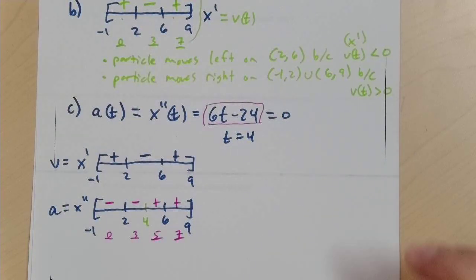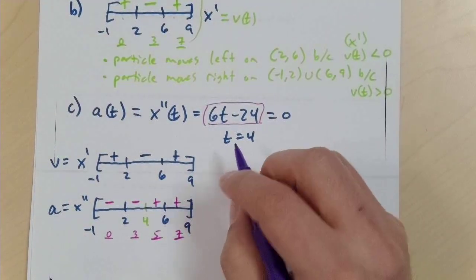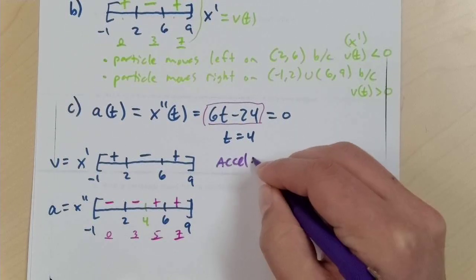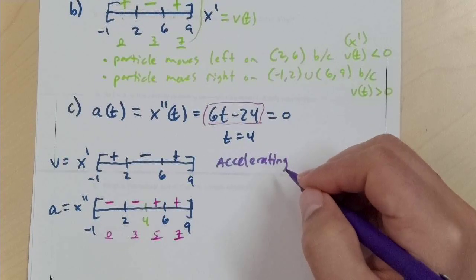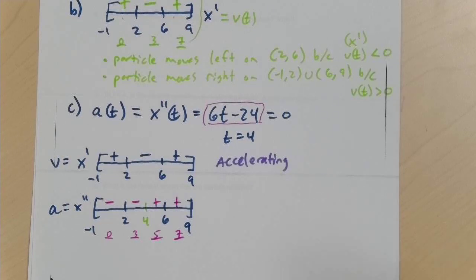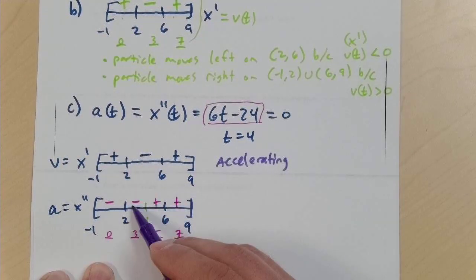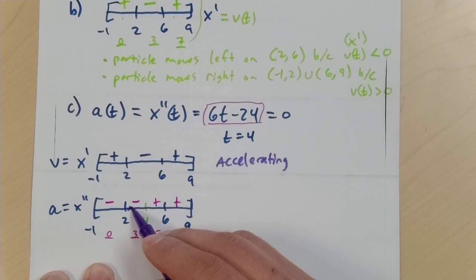So what's happening here? Remember that acceleration happens when velocity and acceleration are in the same direction, or both positive or both negative. So that happens a couple of times. Right here, from negative 2 to 4, you can see that we have negative above and negative here. So that's one time when it's accelerating right here.